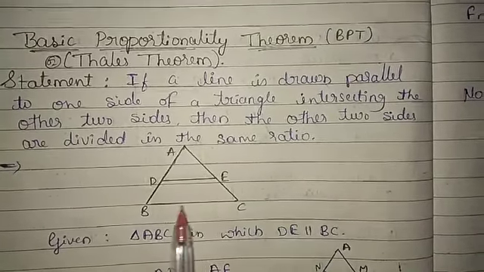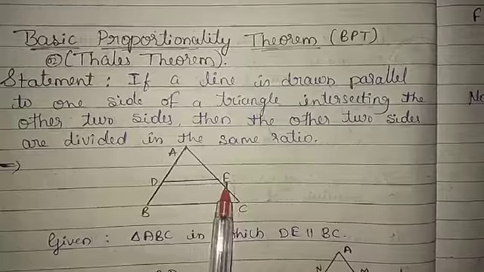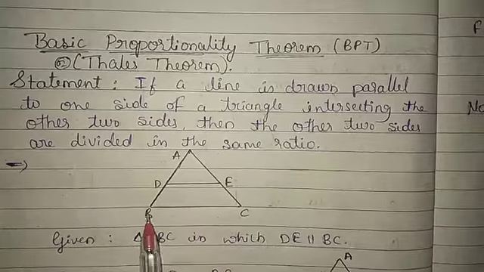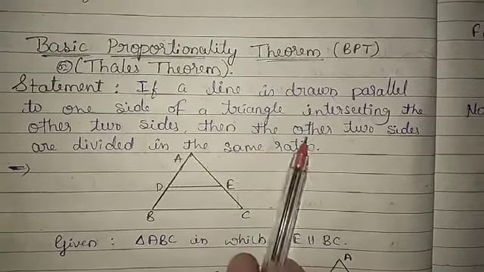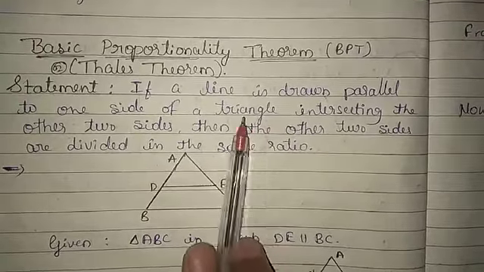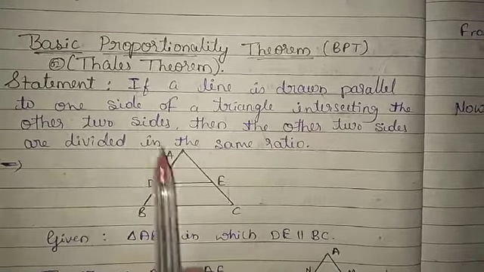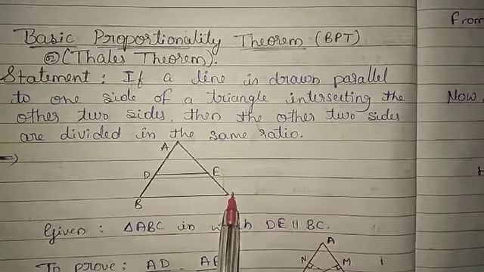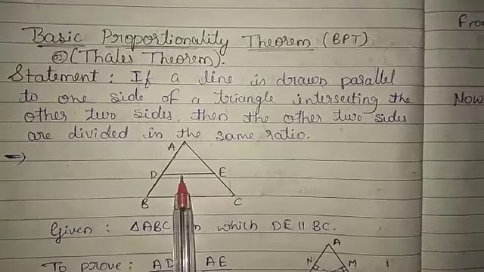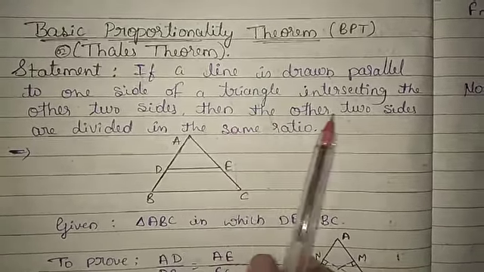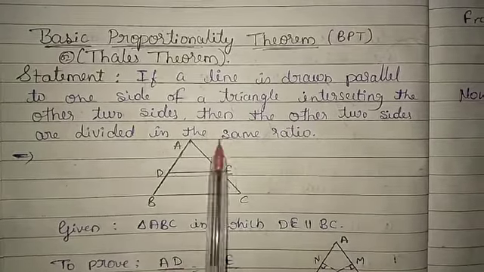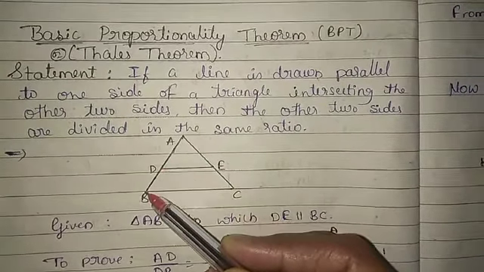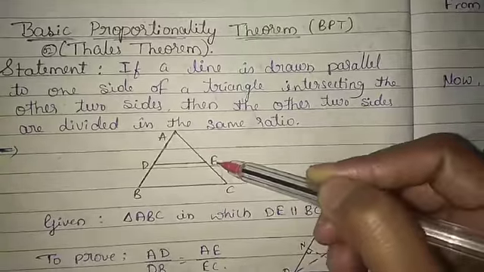Suppose I have a triangle ABC. In this triangle, DE is our line. This line is parallel to one side of the triangle, that is BC. This line is intersecting the other two sides, meaning AB and AC. Then the other two sides are divided in the same ratio, meaning AD divided by DB is equal to AE divided by EC.